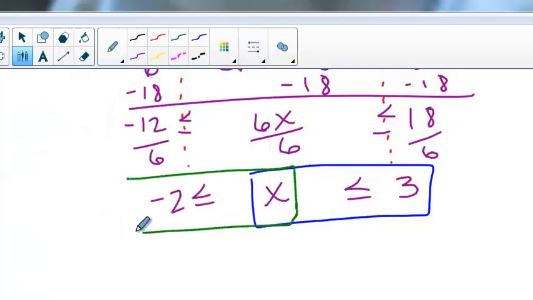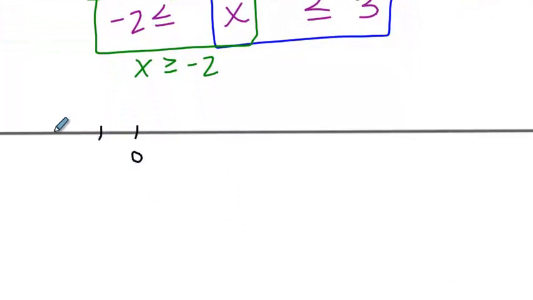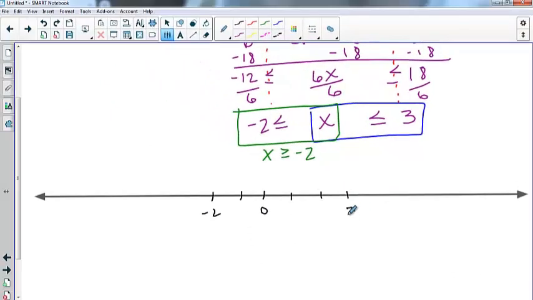How do I want to write the part that I've boxed off in green so I can graph it, right? Very good. I want to flip the whole thing around so I can graph it appropriately. So I have 0, -1, -2, 1, 2, and 3.